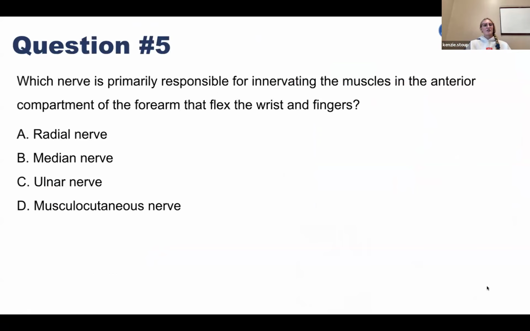And then last question here, it says, which nerve is primarily responsible for innervating the muscles in the anterior compartment of the forearm that flex the wrist and the fingers? I'm going to close in 3, 2, 1.